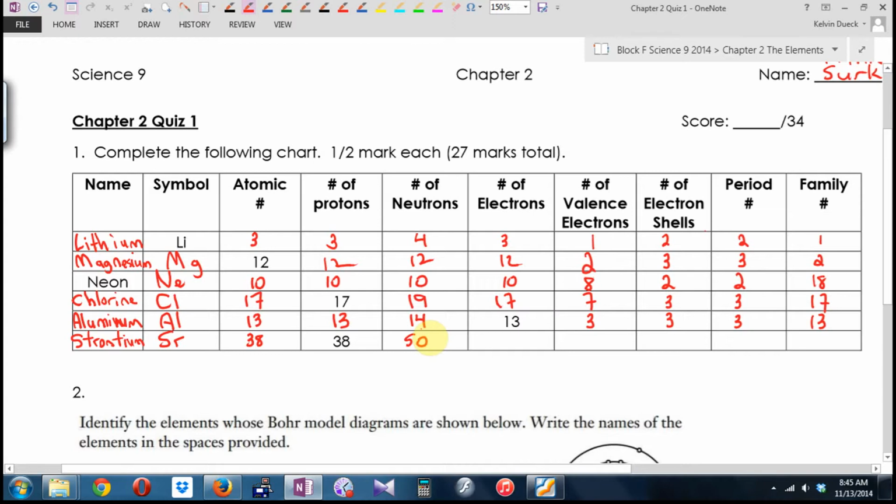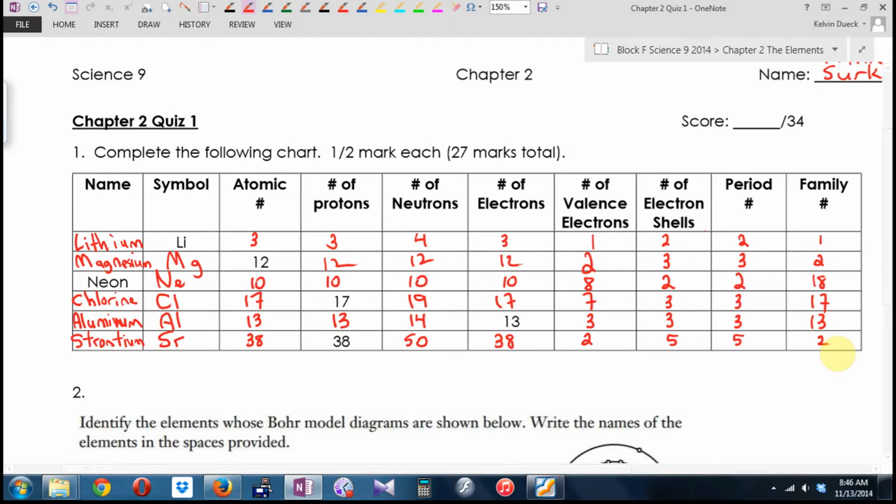By the way, you're allowed to, but it's much easier to have a cheap calculator and have it do the math. 38 electrons. How many valence electrons? Count. 1, 2. How many electron shells? Great question. 1, 2, 3, 4, 5. It's in row 5, period 5, family number 2. It's an alkaline earth metal.